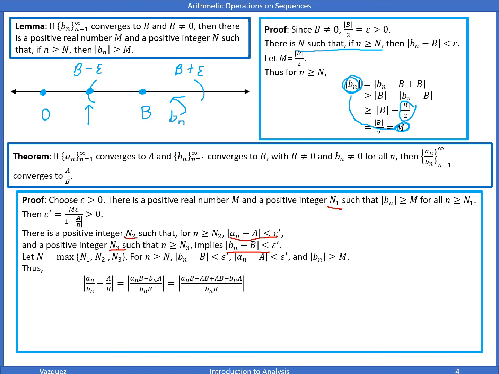And now comes the grunt work. an over bn minus a over b. Same thing over here, just common denominator. Adding 0. There comes some algebra, triangle inequality, to show that that is less than or equal to this expression. And again, you can verify these steps using algebra. It'd be good practice.